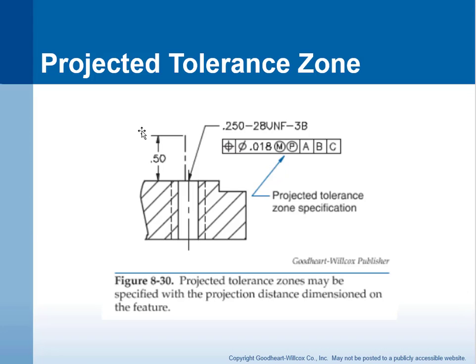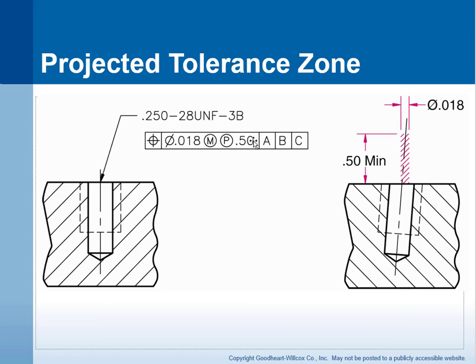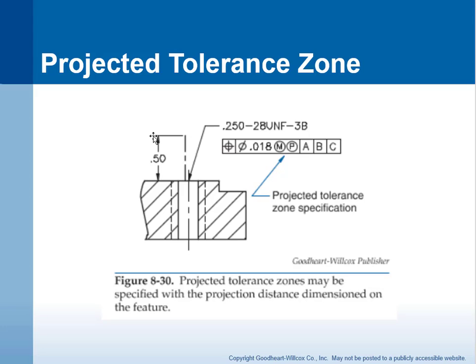Here would be the other way, where we take a dimension of a 1/2 inch and we put the projected modifier here in the tolerance, but we don't put the value of the projected height into the tolerance. Like we did here, we put the value of 500 thousandths in, in this one we just show a dimension line with that.